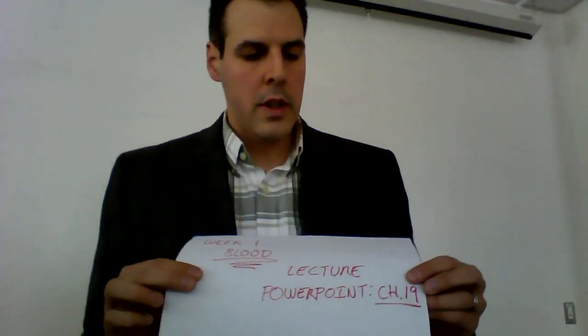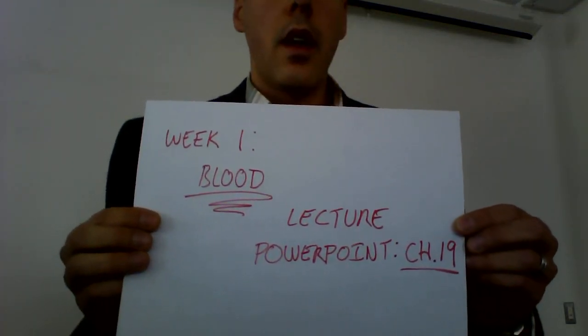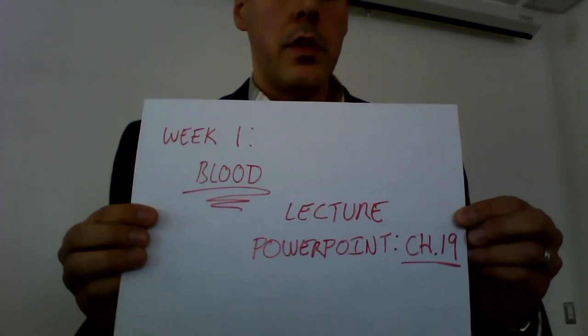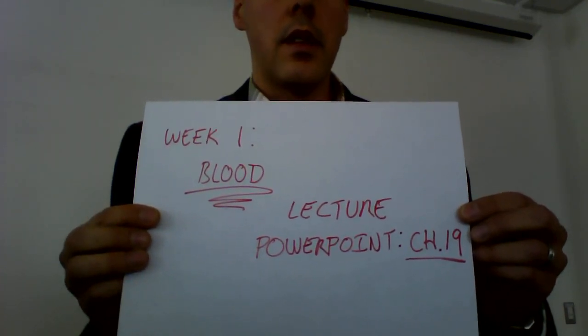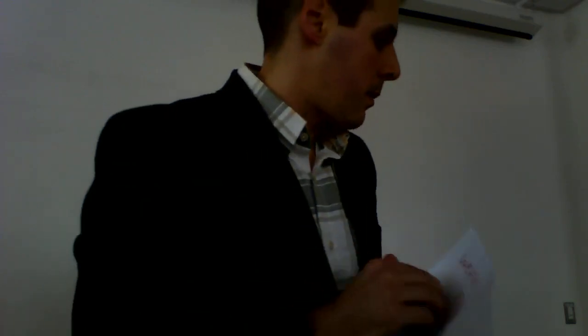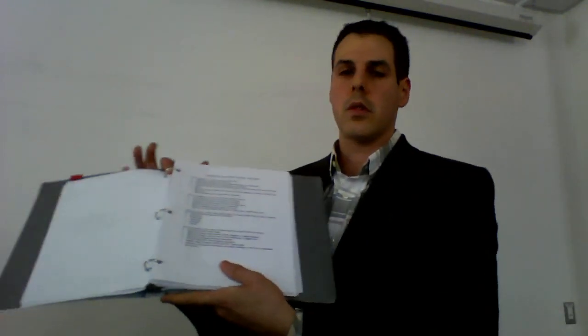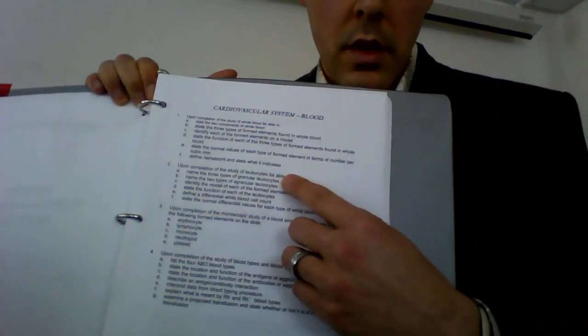The lecture PowerPoint is going to be Chapter 19, and you're definitely going to want to study your PowerPoints. That's a lot of what gets tested on the lecture exam. Okay, so how about your blood lab manual? We're going to be doing cardiovascular system blood, so we'll start off with part 1. You'll be able to go through these objectives, but basically this is what we need to accomplish in lab today, or this week for you.